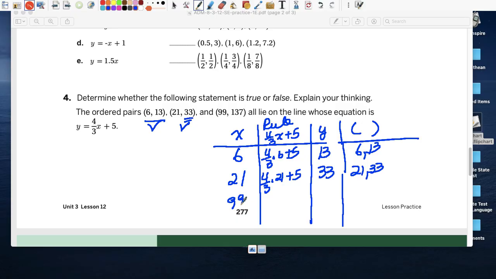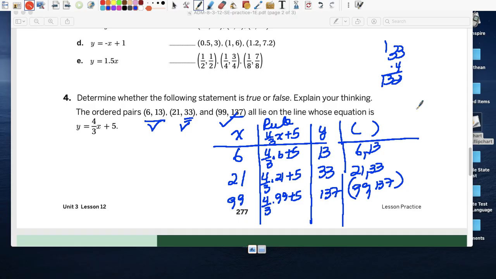Next, last one. When x is 99, is y really 137? So let's do it. It'll be 4/3 times 99 plus 5. There's a couple of things you can do. You can multiply 4 times 99 and then divide by 3, or you can divide 99 by 3 and then multiply by 4, or you can put this in the calculator. I'm going to do 99 divided by 3, which is 33. And I'm going to take that and multiply by 4, which is 132. And then I'm going to add 132 to 5, and I get 137. So when x is 99, is y really 137? It is. So all these points are on the line. Hey, how nice.